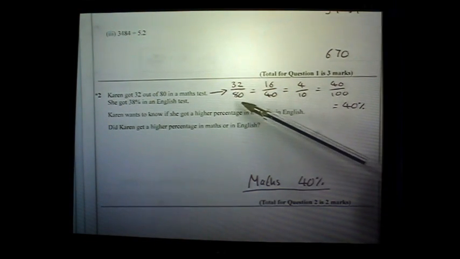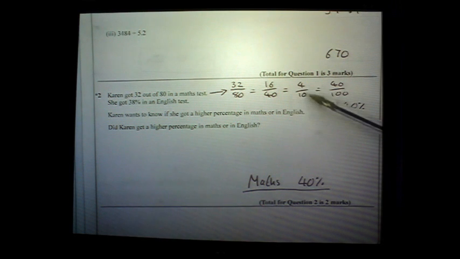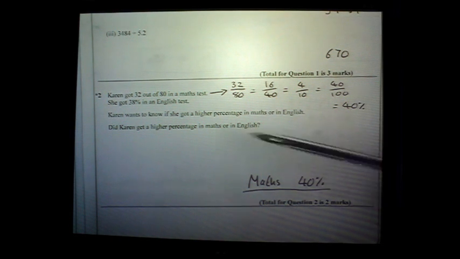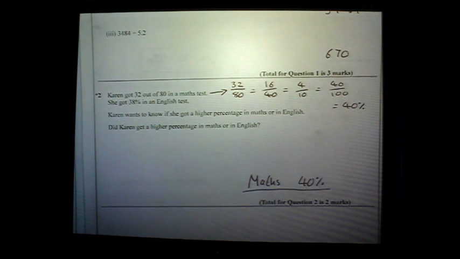What I've done is change 32 out of 80 to a fraction. I've simplified it to 16 over 40, just halve them. I've simplified that to 4 over 10, so I've divided top and bottom by 4. Then I've found the equivalent fraction over 100, so times top and bottom by 10 to get it as 40 out of 100. And 40 out of 100 is 40%. Because it's a non-calculator paper, I think that's the most efficient way of doing it. So she got a higher percentage in the maths paper because she got 40% compared to 38%.